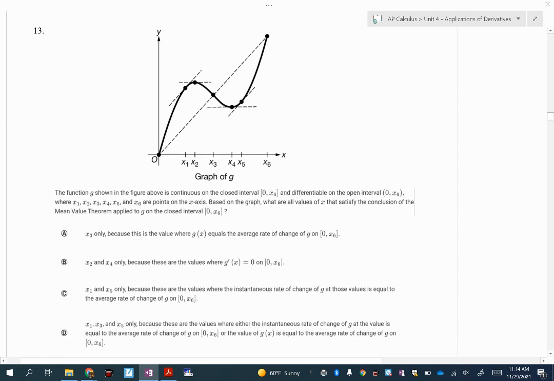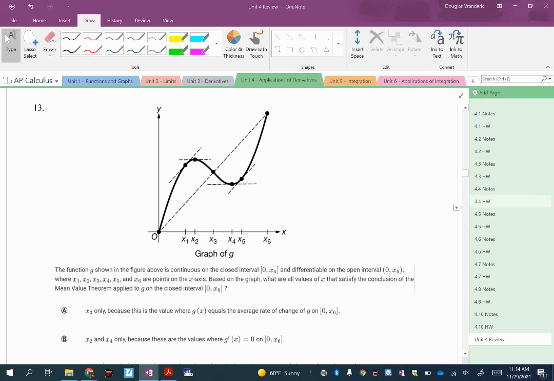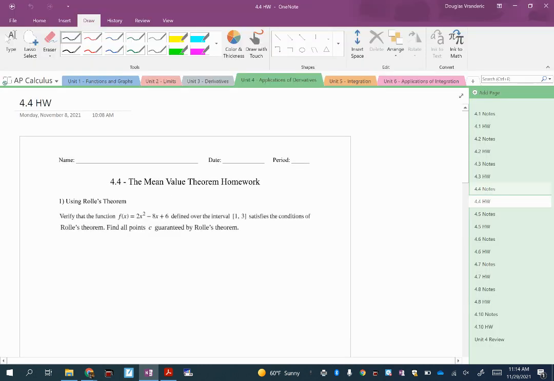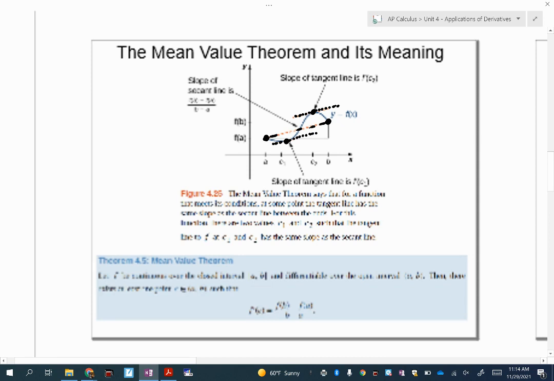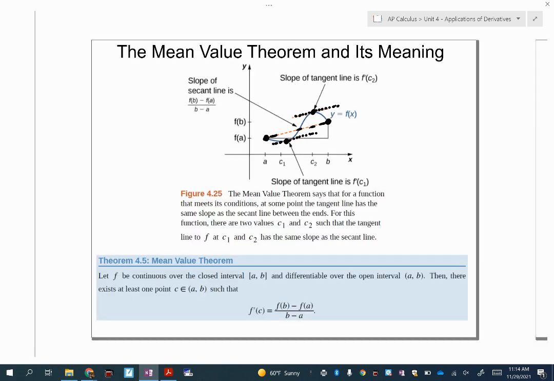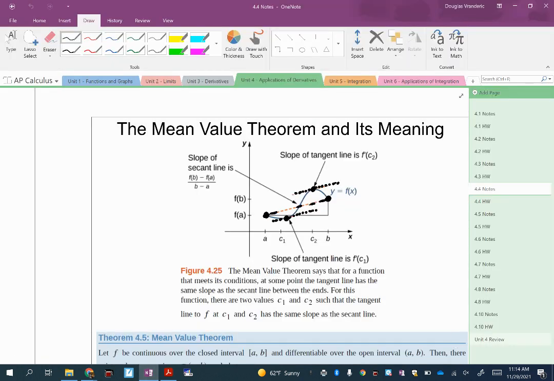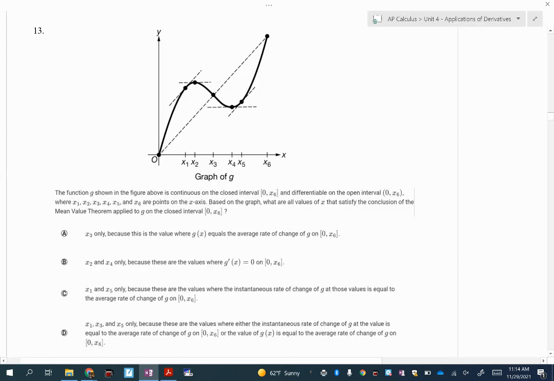Now, 13, very similar problem about the mean value theorem. Again, if I go back to that slide, I'll go back to it again on 4.4. Oh, I'm sorry, that's the homework. Here we go. There it is. You'll notice that I'm looking for the slopes of the tangent line to be the same as the slope of the secant line that connects the endpoints. So I'm looking for those slopes to be the same. Now watch what that means in terms of this question. If you look at the endpoints, and the slopes are the same, I've got this one and I've got this one. So that's x sub 1 and x sub 5. So those are going to be my 2 answers.